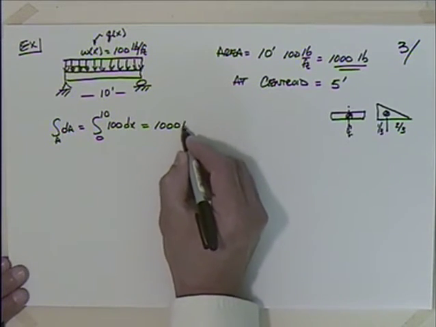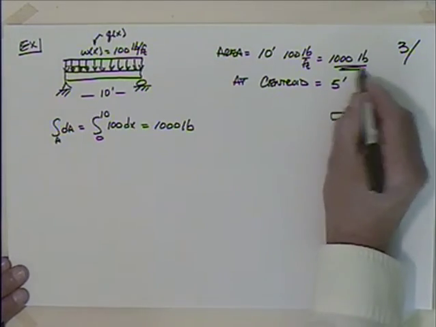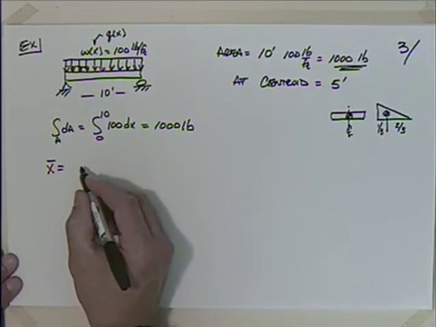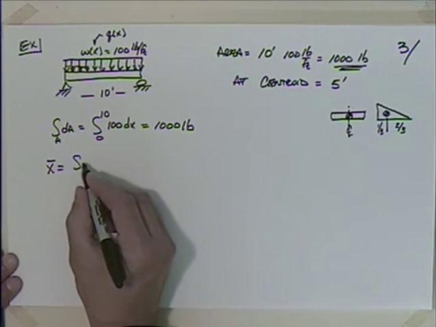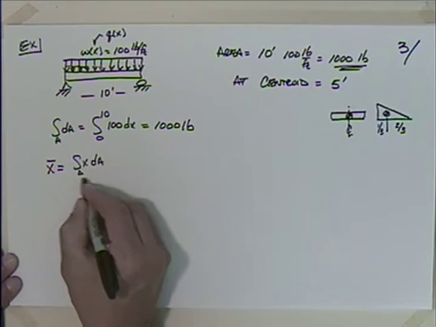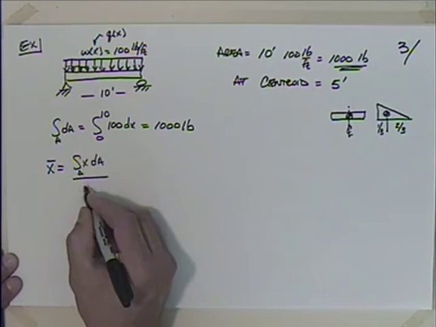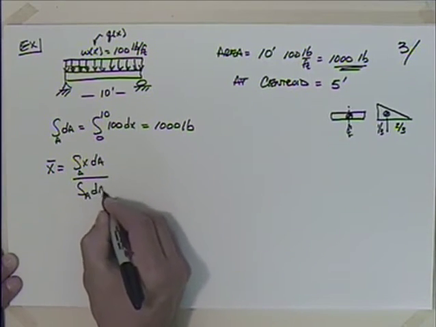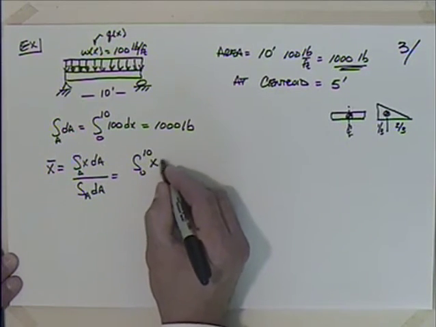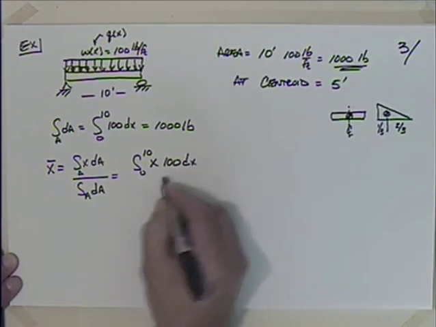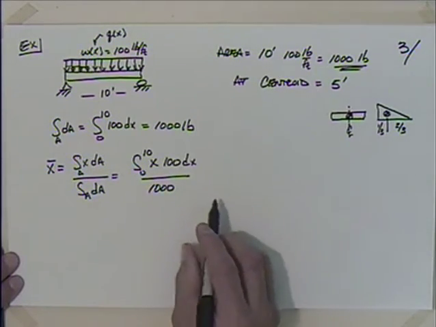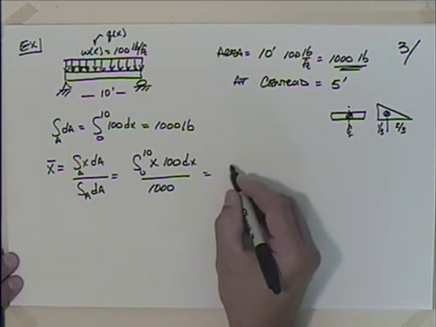1,000 pounds. Okay, so that seems to hold true. And then if I look at x bar, that's going to be equal to the integral of x dA divided by essentially the integral of dA. So I could say the integral from 0 to 10 of x times 100 dx divided by, we don't need to do this again, we'll just say that this is equal to 1,000. So this turns out to be equal to what?